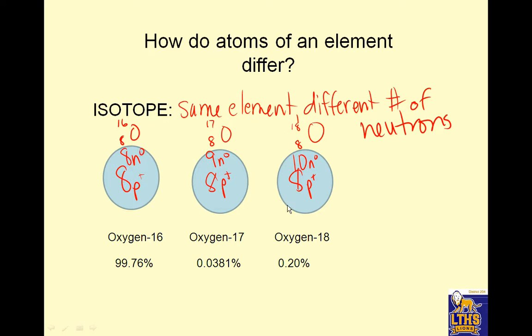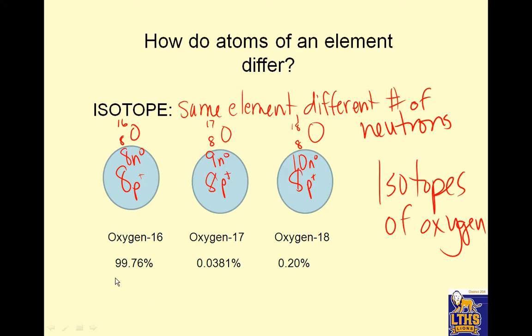So because they're the same element but they have different masses, the neutrons make them have different masses. Okay, so these are called isotopes. They are isotopes of oxygen. Right? So what's an isotope? It's an atom of the same element that has a different number of neutrons as another atom of the same element.